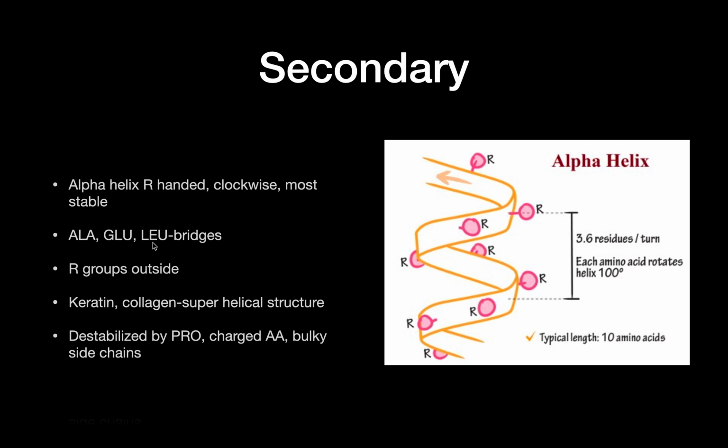Polypeptides that are rich in these will form the alpha helix because they're able to form the salt bridges. In the helix, the R groups will be on the outside. Keratin and collagen form the superhelical structure, which means that there's just a bunch of alpha helixes twined together. And these are destabilized by proline, charged amino acids, and bulky side chains.